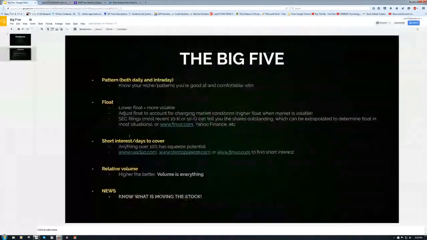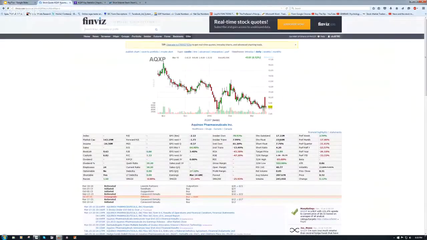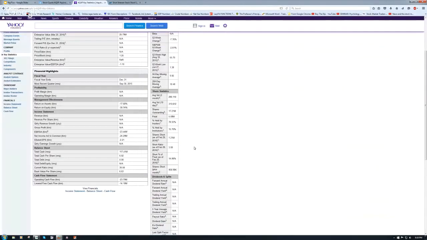So that's the third one. So where do you find that? Same place. You can look on FinViz. It'll show you the short float right underneath the float. And on Yahoo Finance, it's going to be short percentage of float, and they have an as of date.